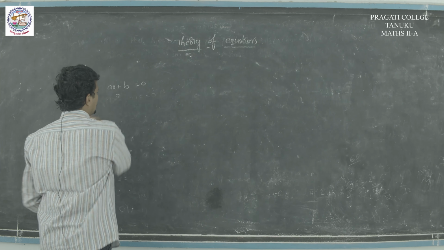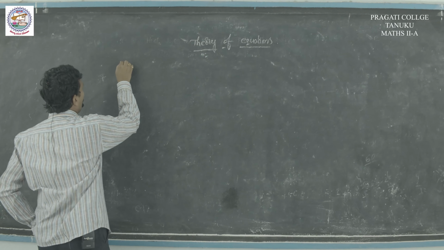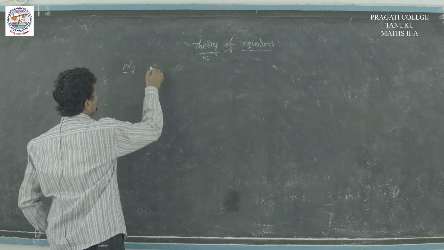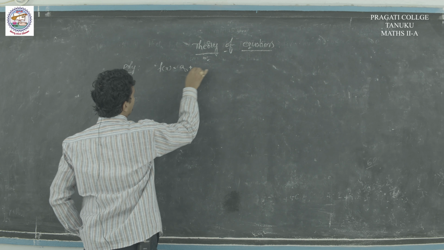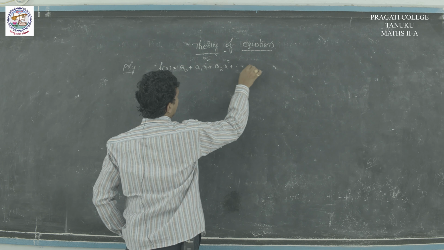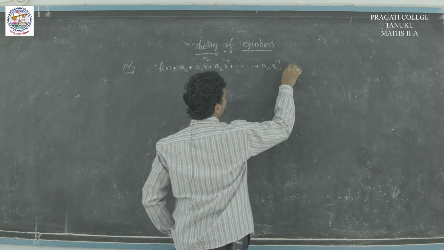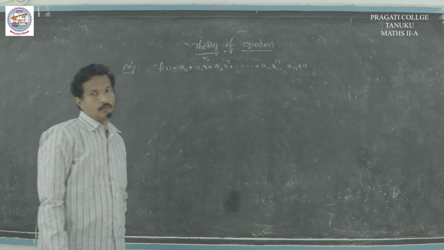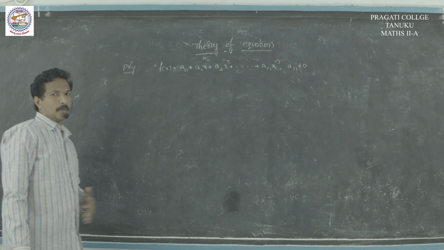First of all, in this chapter, again we will discuss polynomial. Polynomial means f of x equal to a0 plus a1x plus a2x square plus and so on plus an x power n, an not equal to 0, and n is a non-negative integer. a0, a1, a2 and so on, an are real or complex numbers.